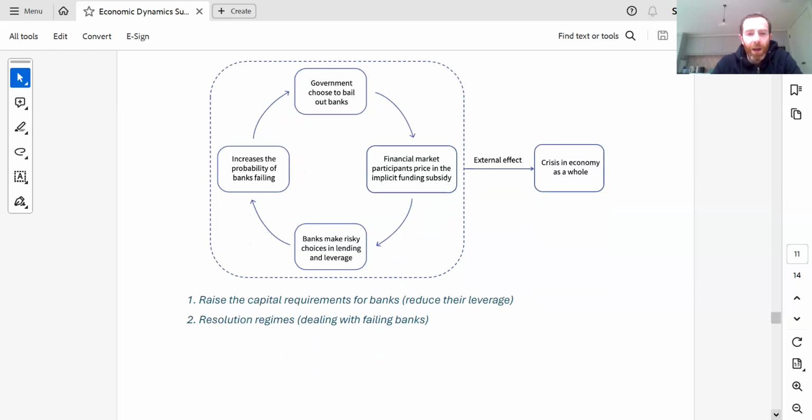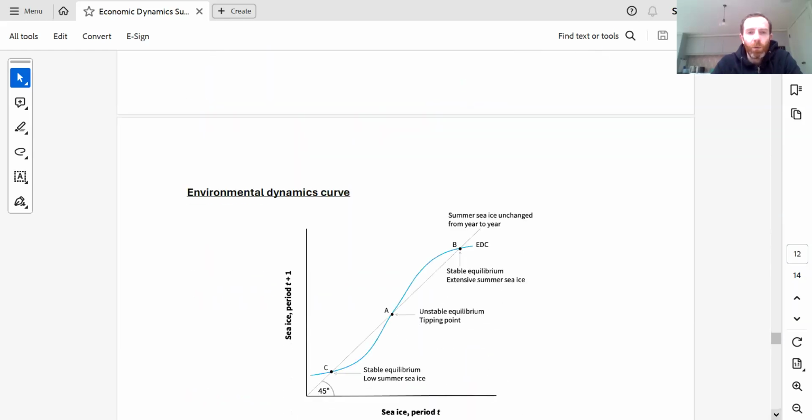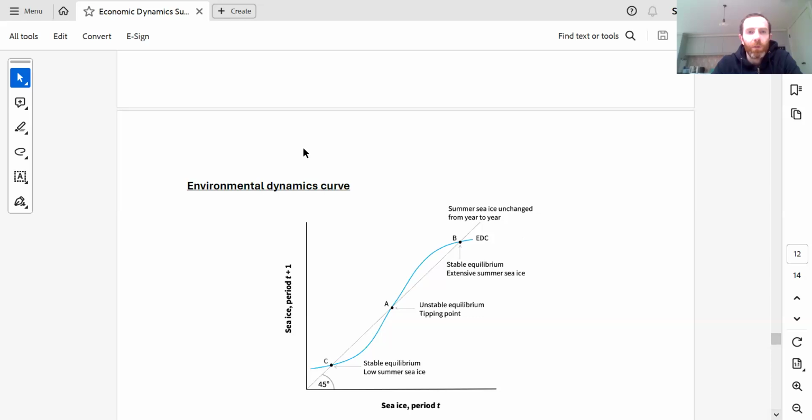Okay, so I think that is another good place to take a pause before we then go on to the last bit of this, which is seeing how we can think about dynamics curves in terms of the environment.